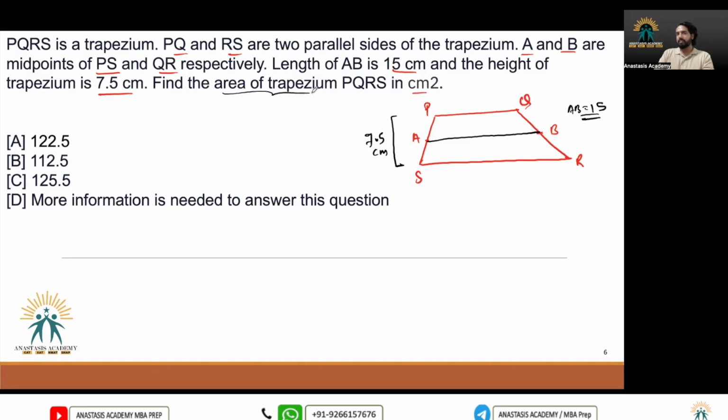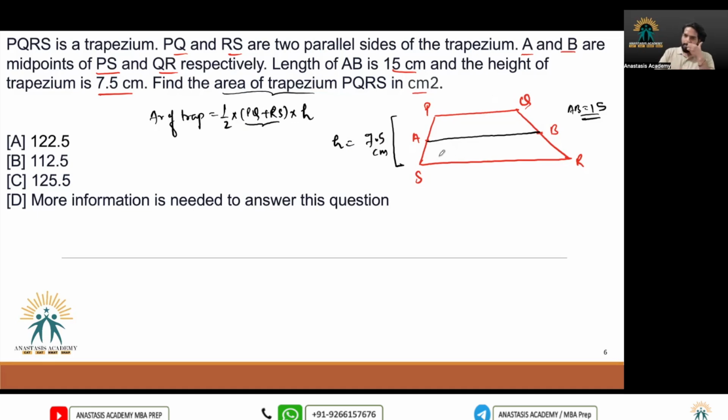What is asked? Area of trapezium. We know area of trapezium is given as half into sum of parallel sides, which is PQ plus RS into height of the trapezium. Height is already given to me as 7.5. So we have to find the sum of these two parallel sides, right?